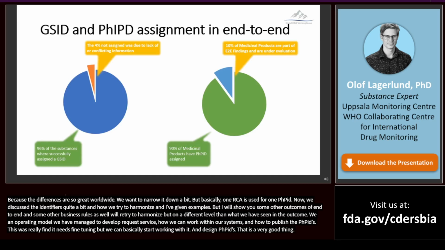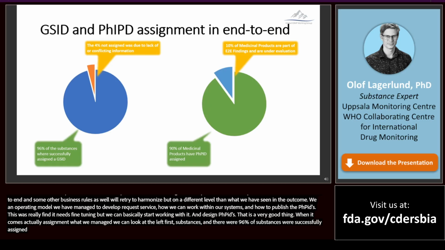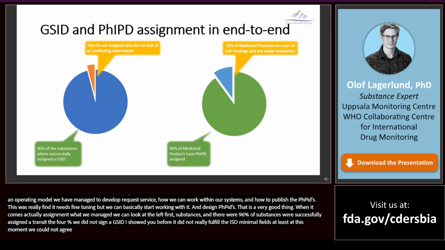When it comes to actual assignment and what we managed, we can look at the left one first, substances. 96% of the substances were successfully assigned a GSID. The 4% that we didn't assign a GSID, as I showed you before, didn't really fulfill the ISO minimal fields. At least at this moment, we couldn't agree, because we didn't have information or had conflicting information, and mainly complex biologics and older legacy products.